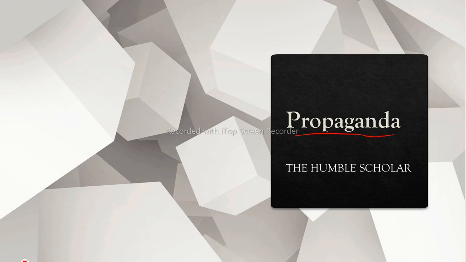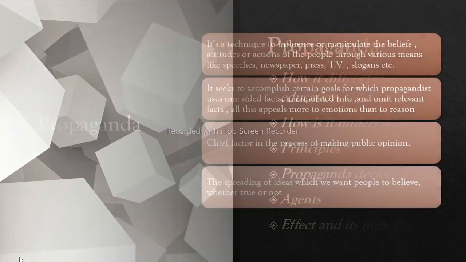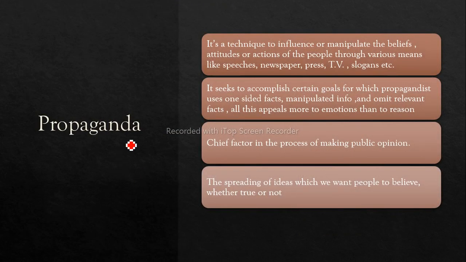And let's look at the contents. What we are going to discuss is what propaganda actually is, and how propaganda differs from education, like how is propaganda different from educating people, and then how it is undertaken, like what's the procedure of carrying on a propaganda campaign, and then what are the principles on which a propaganda campaign is based, and what are the propaganda devices that are usually used in propaganda campaigns. And the next one is the agents, and also we are going to see how propaganda has got so much importance and significance in the modern world. So let's get going. First of all, what is propaganda?